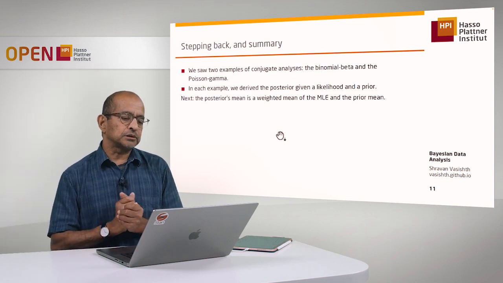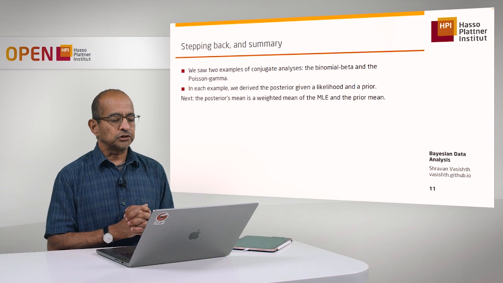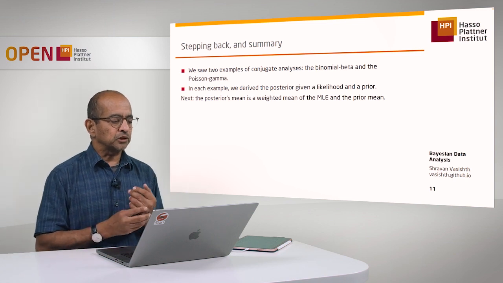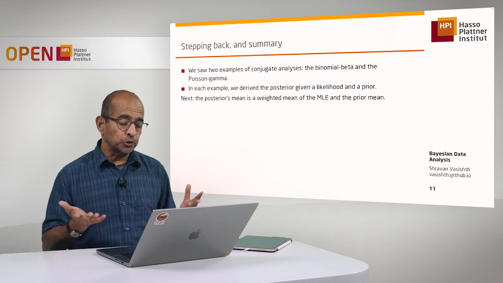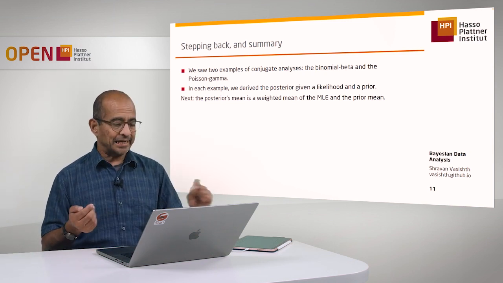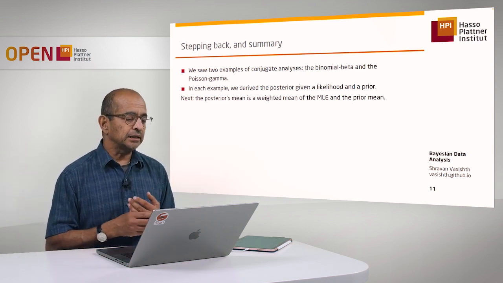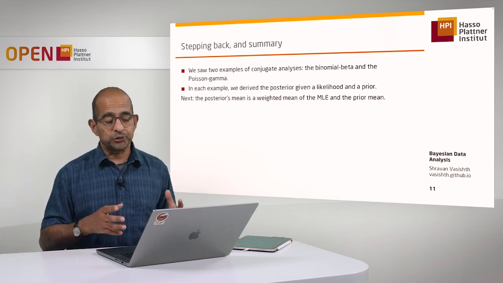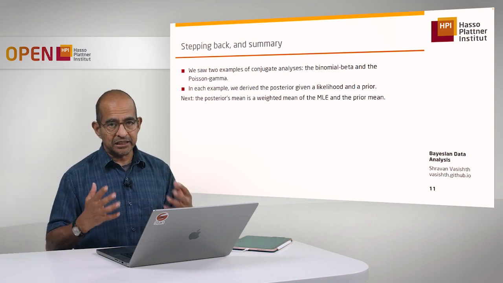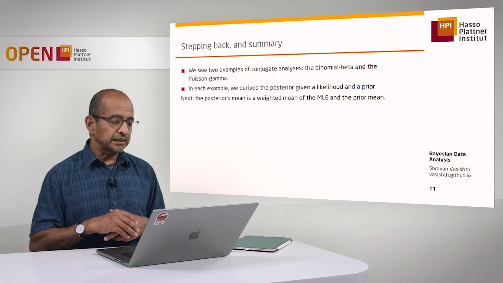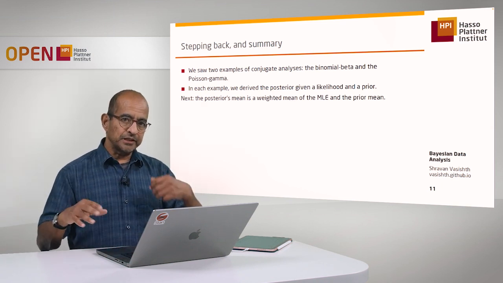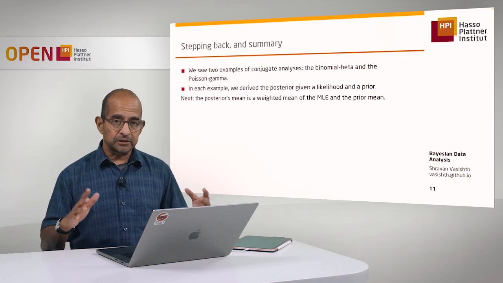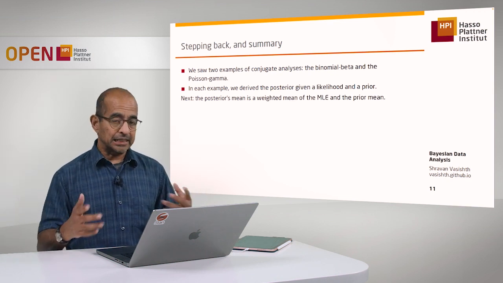Okay, so we saw some examples of conjugate analyses, the binomial-beta and the Poisson-gamma, and in each case, I showed you how to derive the posterior by hand using a likelihood and a prior. And so the next thing that I'm going to show you is something very, very important, a fundamental idea in Bayesian data analysis: that the posterior mean is going to be a compromise between the maximum likelihood estimate and the prior mean. That's coming up next.